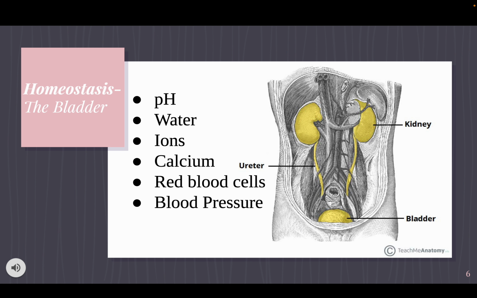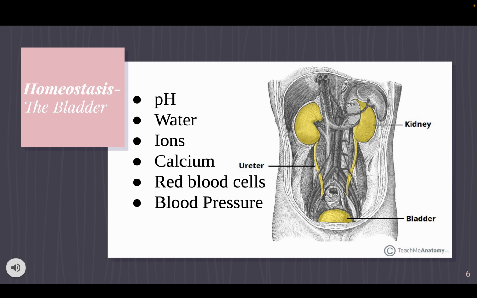Water. The amount of water in the urine is controlled by the kidneys, which helps to maintain water balance. The urine is taken from the kidneys to the bladder by the ureters. The bladder stores the urine until it is ready to expel it from the body.